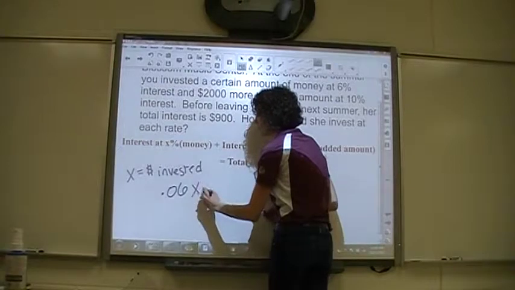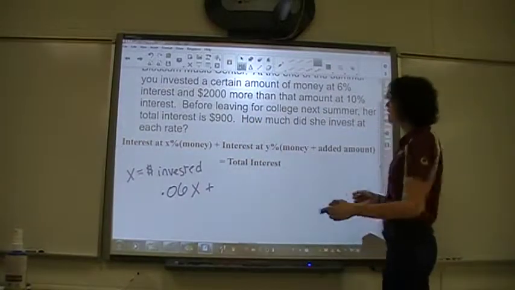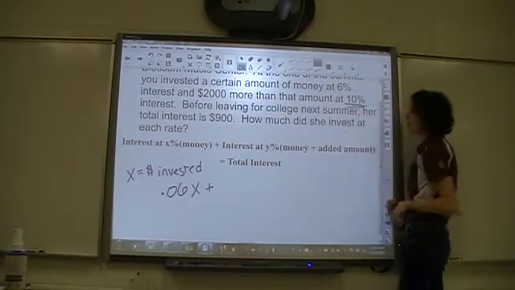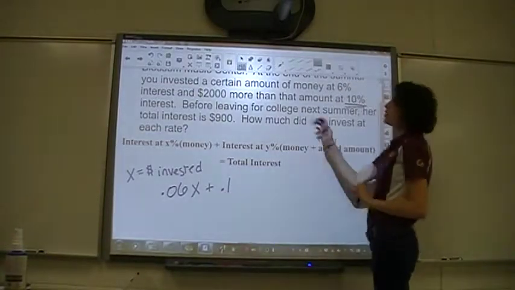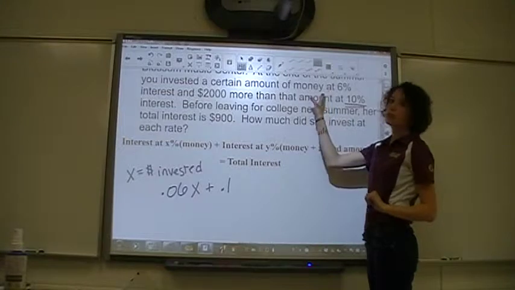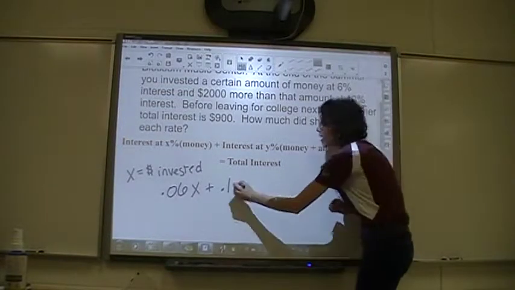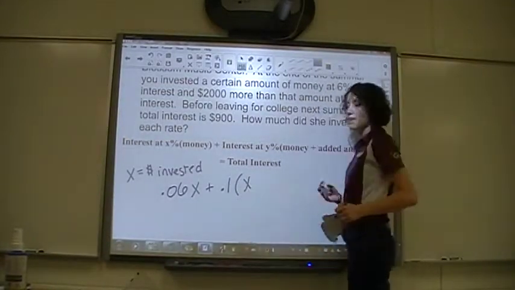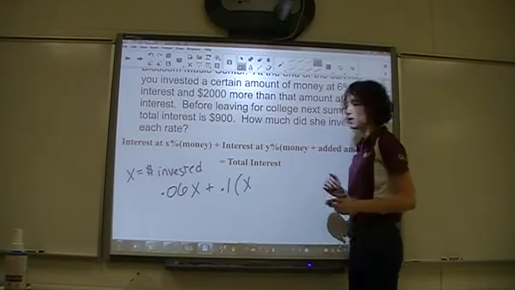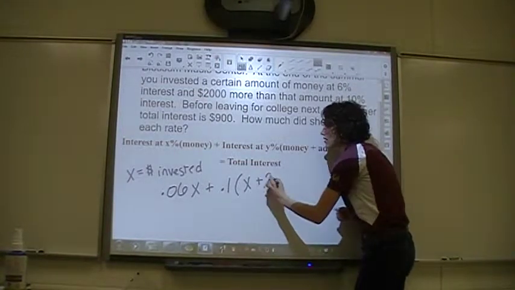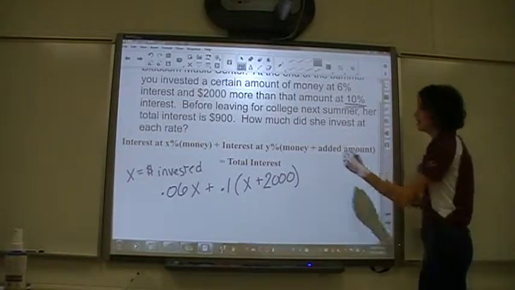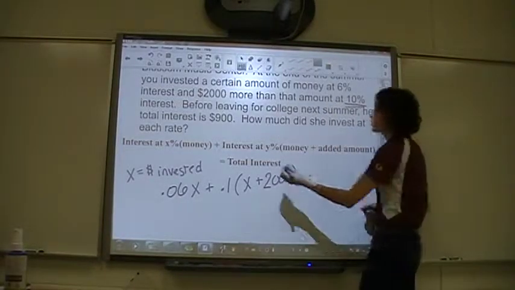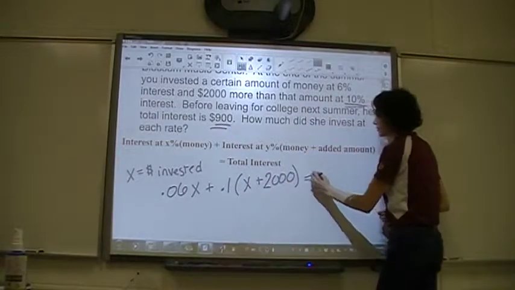Then you use a second account, which was at 10%, which is 0.1, and it says that you have $2,000 more than the amount that you invested in the first one. So that means you're going to use X, which is that amount that you invested into the first account, plus $2,000 more. All right? And that's going to equal your total interest, which is $900.